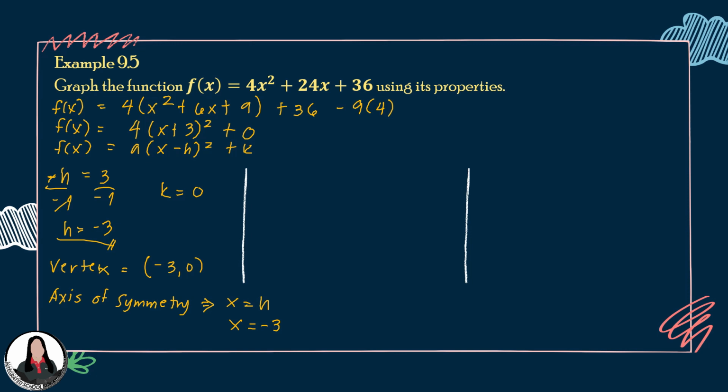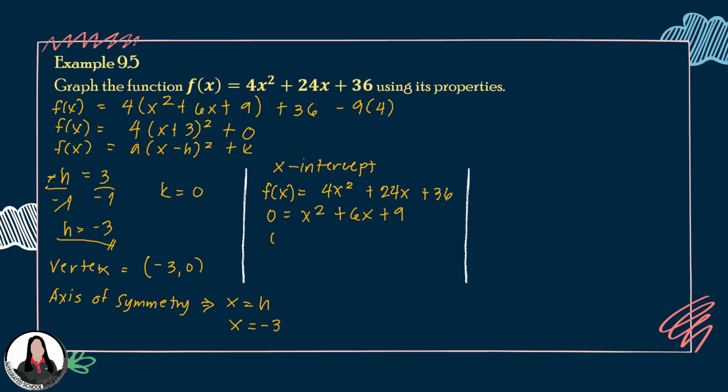Okay? Next, let us get the x-intercept. So for us to get the x-intercept, pwede nating iset ang value ng f of x as 0. Okay. So for me, I will set this value f of x equals 4x squared plus 24x plus 36. So I'll set f of x as 0 equals, since 4, 24, and 36 are divisible by 4, pwede kong i-divide all sides by 4. So this will become x squared plus 6x plus 9.